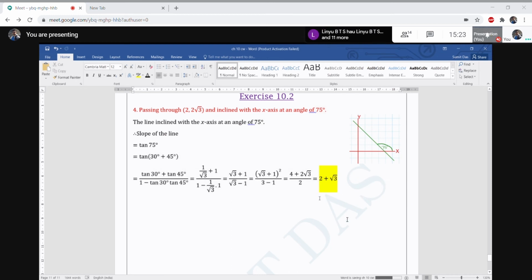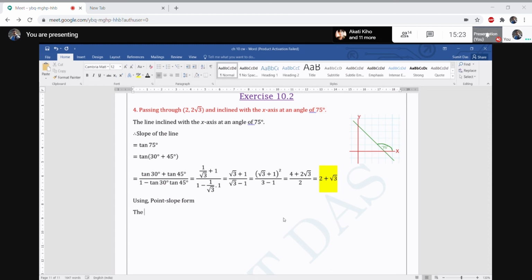Okay, so now we got the slope. Now the line is passing through 2 comma 2 root 3 and slope is 2 plus root 3. So which form will we use? We'll use the point slope form. I'm just writing it for your reminding. Okay, in exam you don't have to write point slope form.